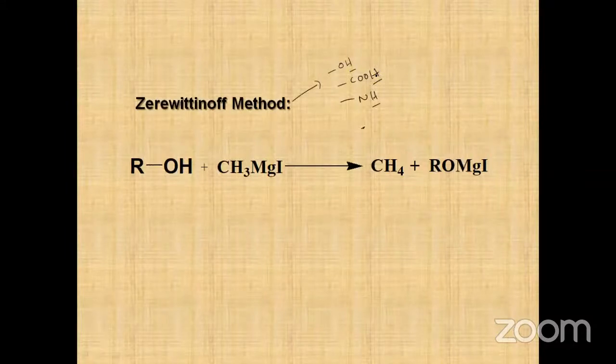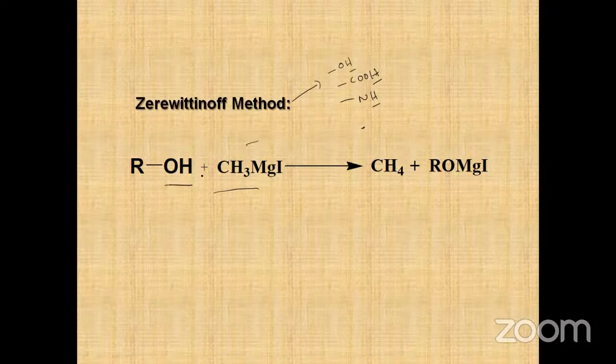Whenever active OH is present, these functional groups and the number of these functional groups can be estimated by using the Zerewitinoff method. A compound with an OH group is reacted with a Grignard reagent and forms methane. The number of moles of methane gas evolved is equivalent to the number of OH groups present in it.